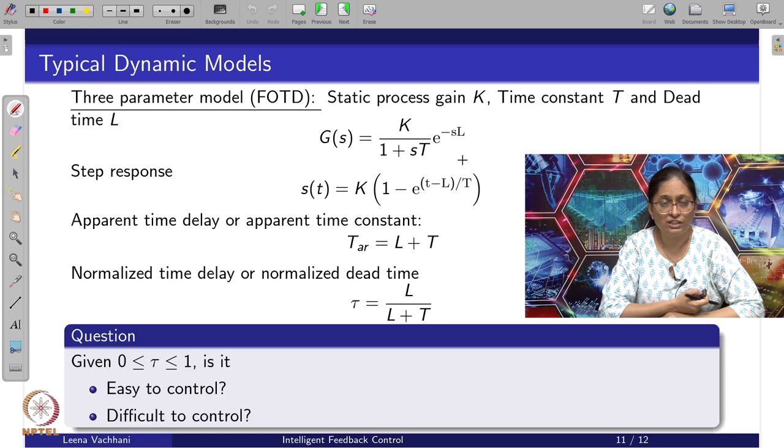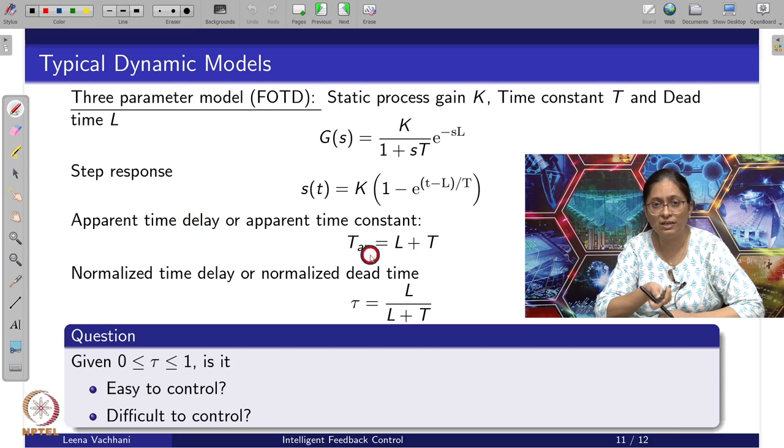Similarly, for the three parameter model, the characterization given by the first order time delay system, there are three parameters to be identified: K, T and L. K is the static gain, which comes from the static model identification. Now we have to look at T and L values. The step response of the system can be given by s(t) over here, whereas the average residence time over here turns out to be L plus T.